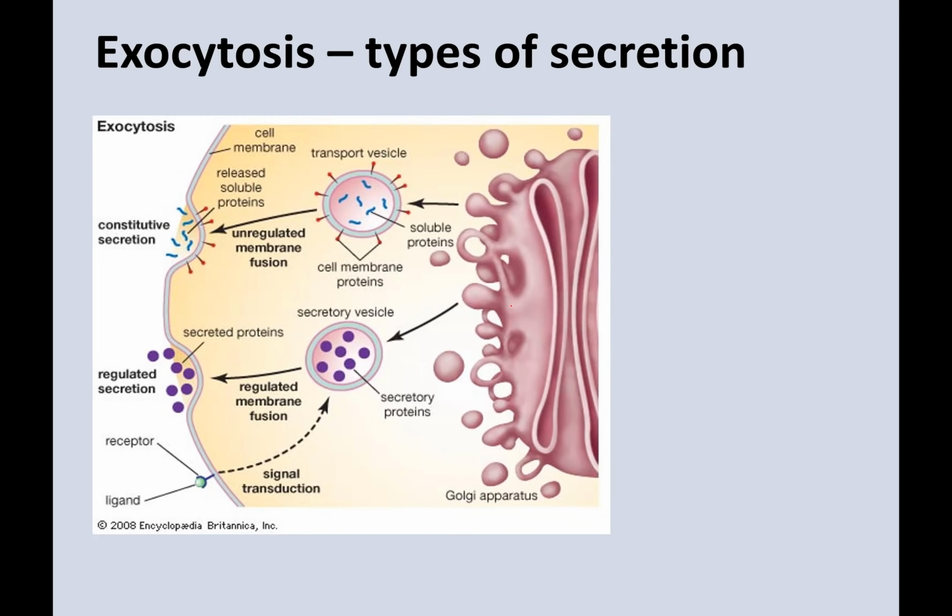Exocytosis has several different types of secretion. There's constitutive, which just means constant, or as it says here, unregulated. So the example they give in your textbook is mucus.